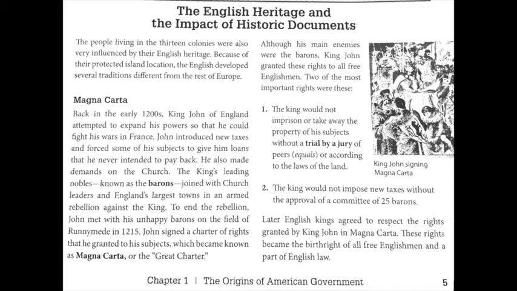The people living in the 13 colonies were also very influenced by their English heritage. Because of their protected island location, the English developed several traditions different from the rest of Europe.